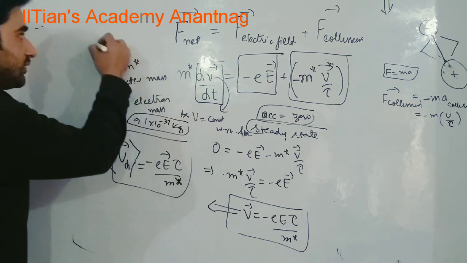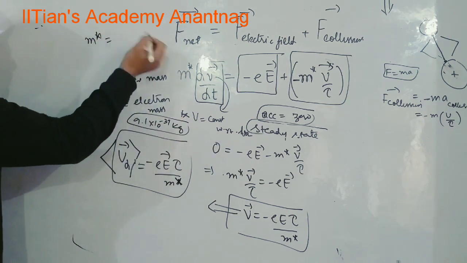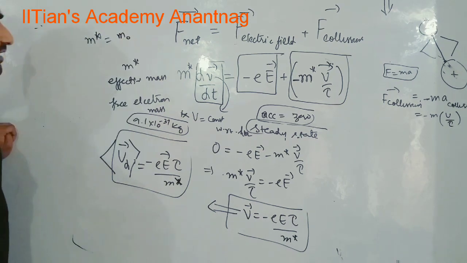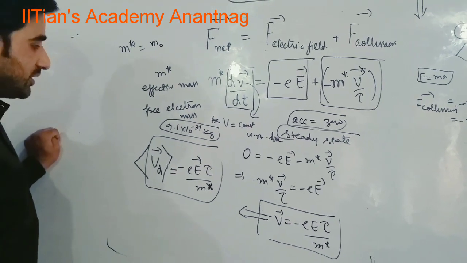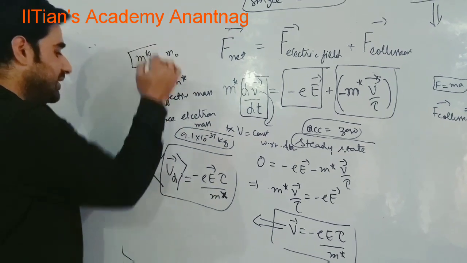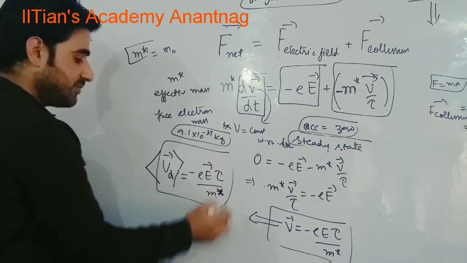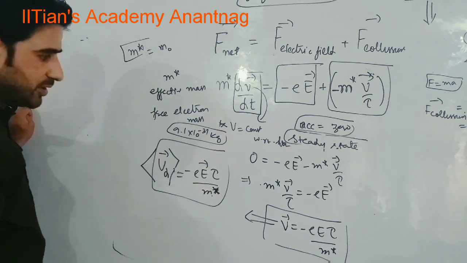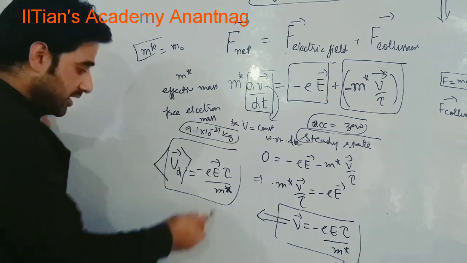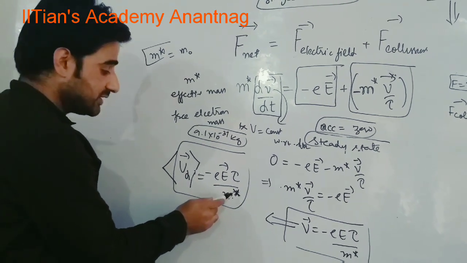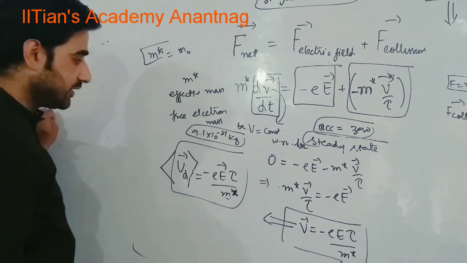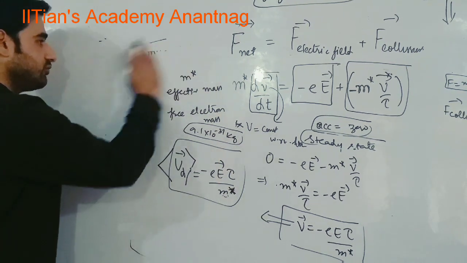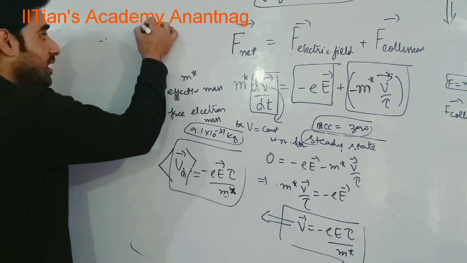For your calculations, you may take the effective mass of electron equal to the mass of free electron, m star equal to m naught. But in reality, here I cannot substitute m star as 9.1 into 10 raised to power minus 31 kg. This is the effective mass of electron. This is not like the free electron mass.